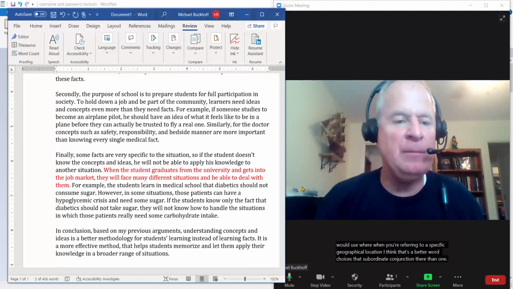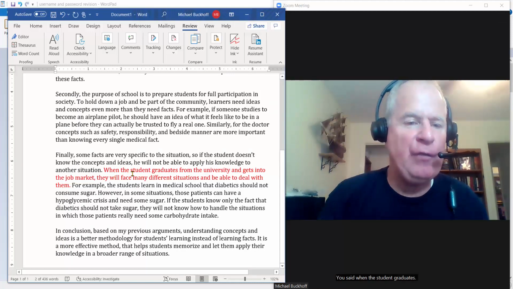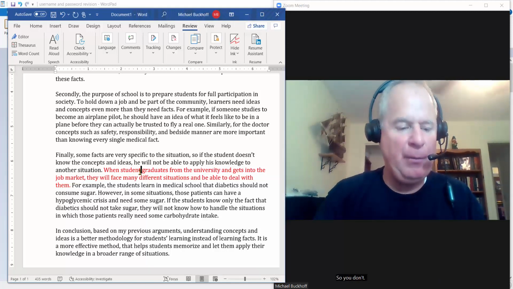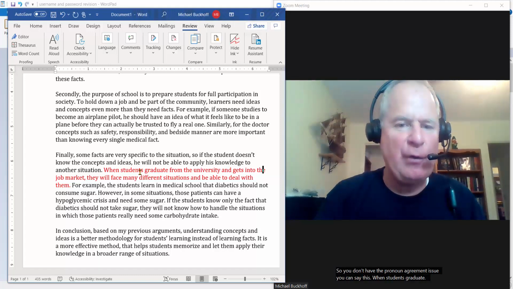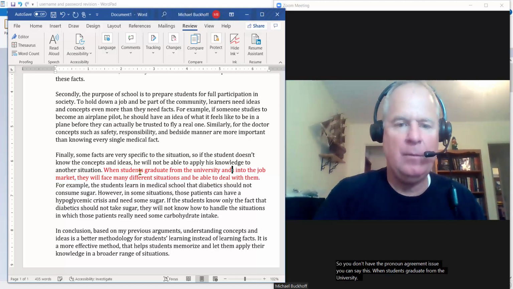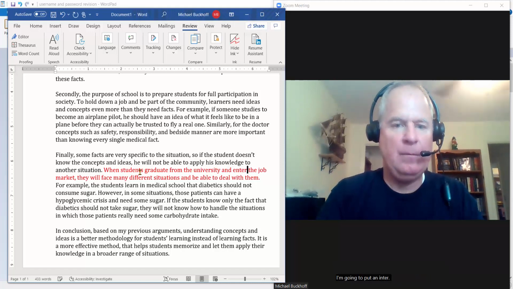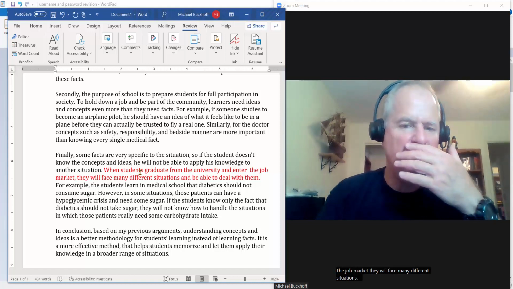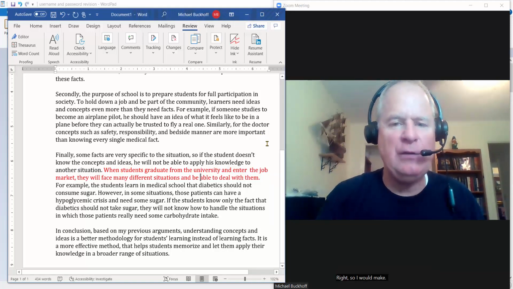Then one more idea. You said when the student graduates, they will face, right? I'm going to make this plural, so you don't have the pronoun agreement issue. You can say this: when students graduate from the university and enter the job market, they will face many different situations and be able to deal with them. Right? So I would make that change also.